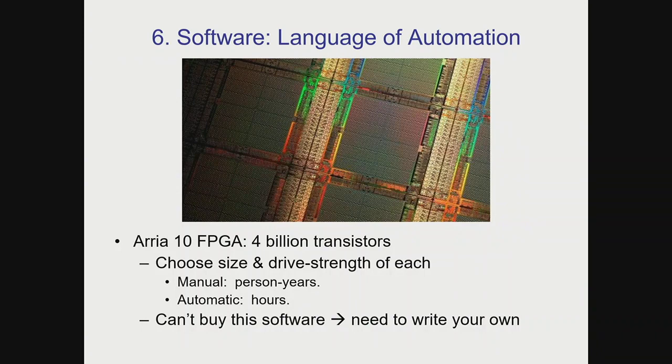And it's the method by which we automate repetitive tasks. So the last computer chip I worked on before leaving Altera had 4 billion transistors. Nobody wants to choose how big they are by hand. You write a program, and it optimizes the speed and area of the chip by choosing the right size for every transistor. And you can't buy that program. We had to write it ourselves.